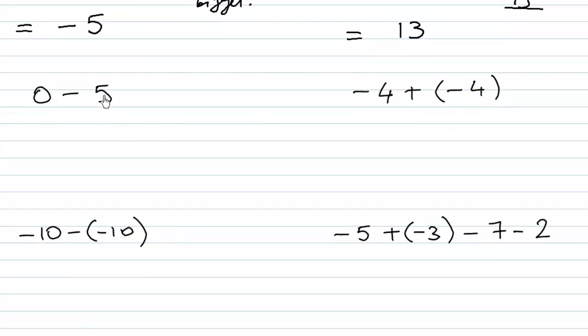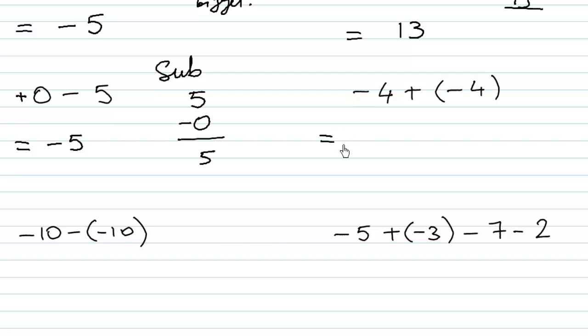Then we have the 0 minus 5. So 0 can be considered as positive or negative, but for the sake of convenience, let's consider it to be positive. So what is plus and minus? The answer is minus, and minus means subtraction. And we're going to place the bigger number first and then the smaller number. So 5 minus 0 is 5. We're going to write this 5 over here. And sign of the bigger one. 5 is bigger than 0 and the sign of 5 is minus. So the answer to this is minus 5.